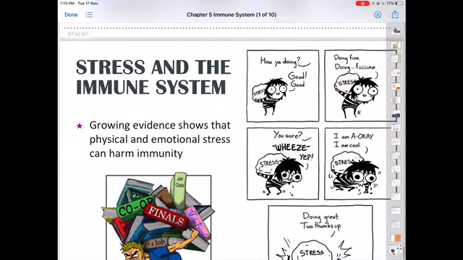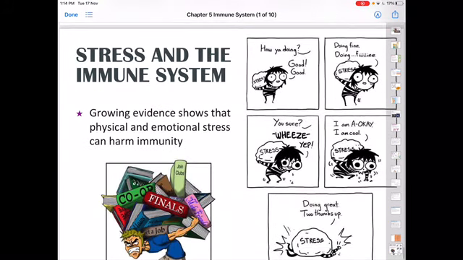Okay, so that's all. So this is about stress and the immune system. Growing evidence shows that physical and emotional stress can harm the immunity. So this is according to the research. So they say that kalau kita stress juga akan melemahkan sistem imun badan kita. Okay, so please don't stress.